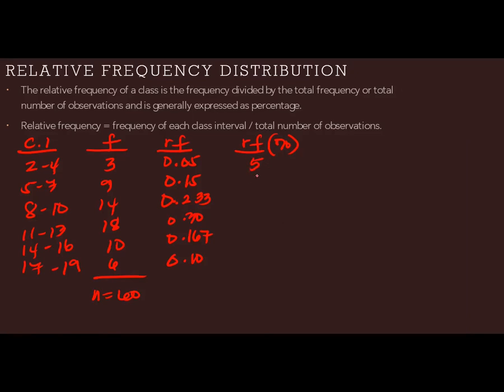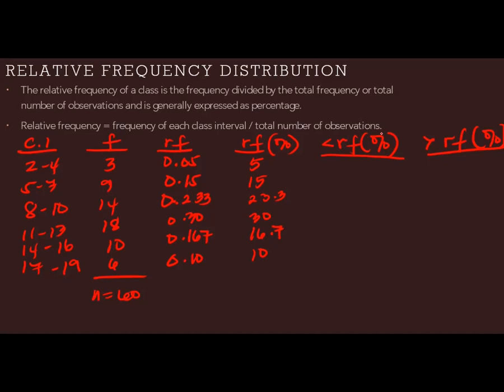This is 5. This is 15. This is 23.3%. Then we have 30%, 16.7%, and then 10%. And in looking into the less than relative frequency percentage and the more than relative frequency percentage, almost the same din kanina, no?